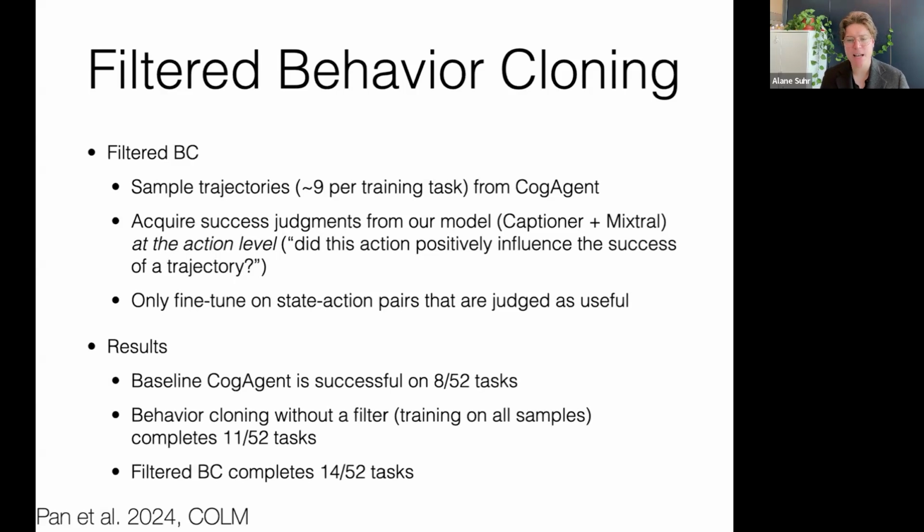So the result here is that the baseline model is successful on about 8 of the 52 tasks. When we just sample all the actions and train on all of them, we get a slightly improved performance of 11 tasks. And when we actually use filtered BC, so we're only going to train on the actions that got us closer to our goal, using just our automatic evaluators, then we can improve up to 14 tasks.